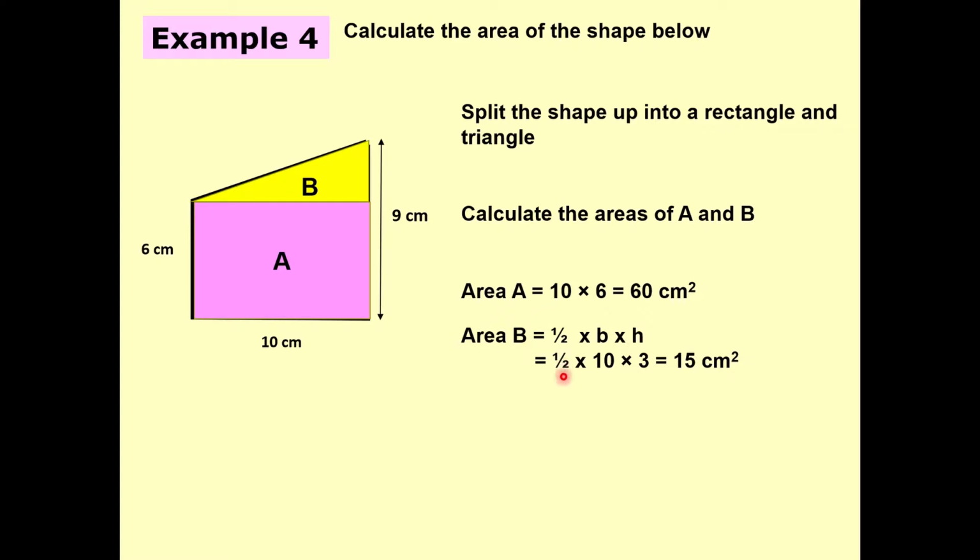A half times the base, which is 10, because that's the width of the shape. So the base is 10 and the height is 3, because the total height of the shape is 9, but we know that the height of the rectangle is 6, which makes 9 take away 6 is 3. So that gives us the height of our triangle. Once we've calculated that, we must remember to find the total area by adding them both together and remembering our units of squared centimetres.